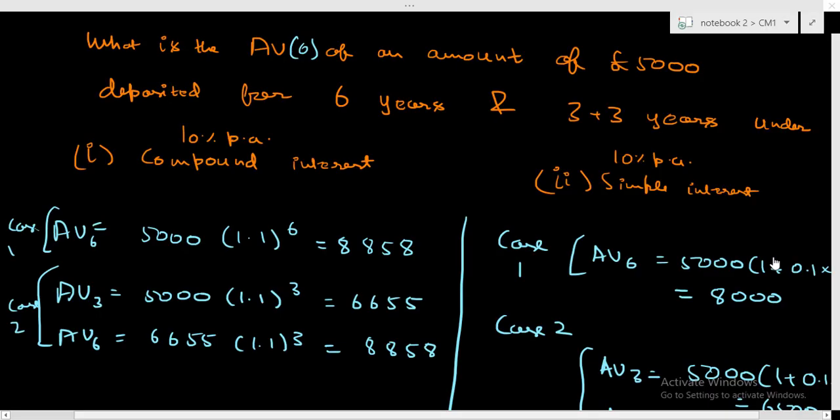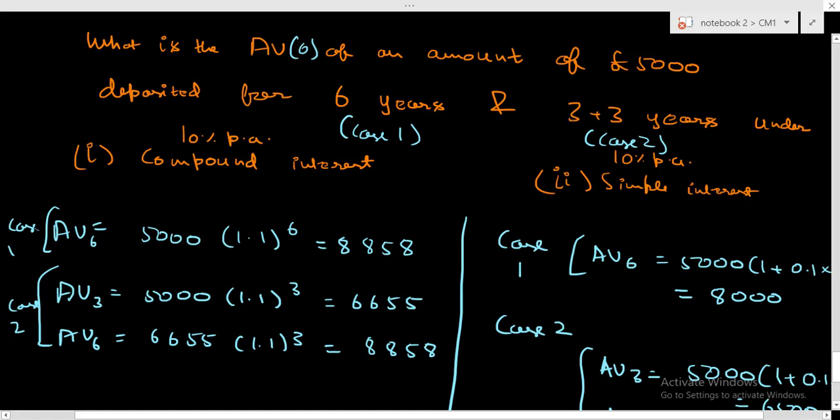Okay, so let's take this very easy question. It says, what is the accumulated value at time 6 of an amount of 5,000 deposited for 6 years, and 3 plus 3 years, under 10% per annum compound interest, and case 2 is 10% per annum simple interest. Now what do I mean by these two? 6 years is the term here. This is one case that I've got. Let's call it case 1. And 3 plus 3 years, we'll call it case 2.